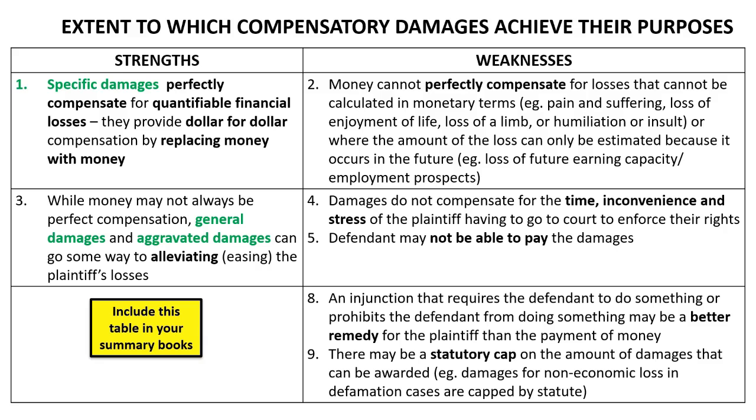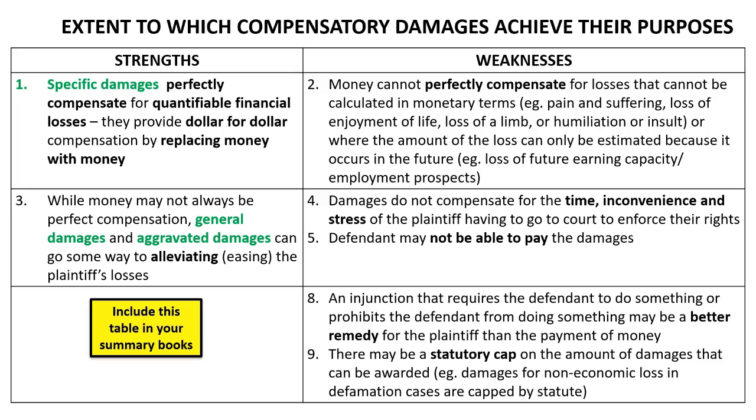However, take the case of a plaintiff whose neighbour wants to raise chickens. The plaintiff does not want the neighbour to do this because the smell and noise of the chickens will seriously affect the ability of the plaintiff to enjoy living in their house. The plaintiff does not really want money to compensate them for the smell and noise of the chickens. What the plaintiff wants is to stop that smell and noise in the first place. In these circumstances, an injunction that prohibits the neighbour from raising chickens next door will be a better remedy for the plaintiff than damages.